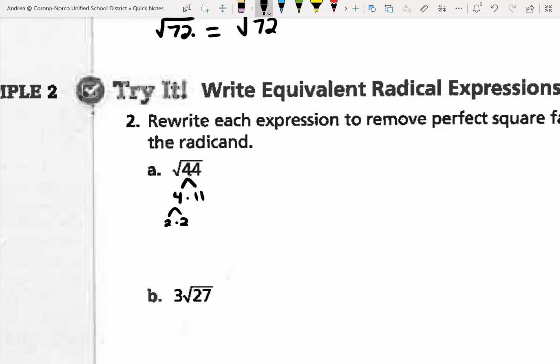So if I were to write this, here's my square. The area of my square was 44. Since I have that perfect square, the side lengths are 2 and 2.